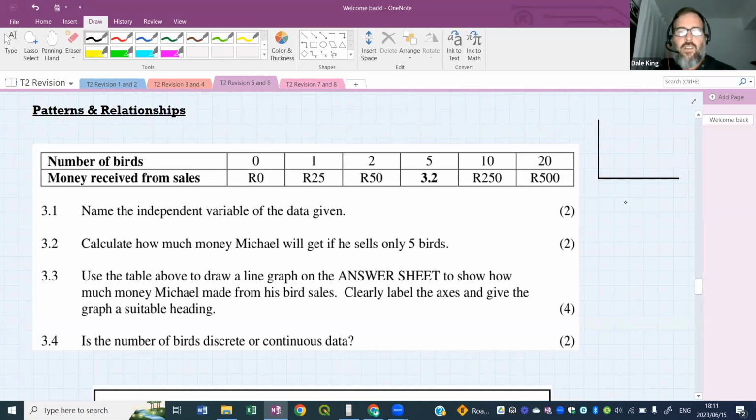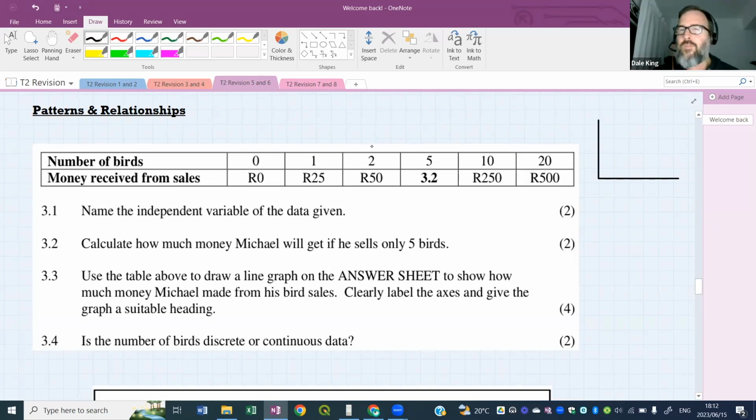Very nice. All right. Which one is the independent variable out of these two? The number of birds or the sales? I think it's the sales, sir. Okay, so you're saying the sales are independent. In other words, the rand value doesn't depend on the number of birds, because independent means you don't rely on anything else. You stand on your own. So you're telling me that the rand value doesn't need the numbers above. If we took away the numbers above, these rand values wouldn't change.